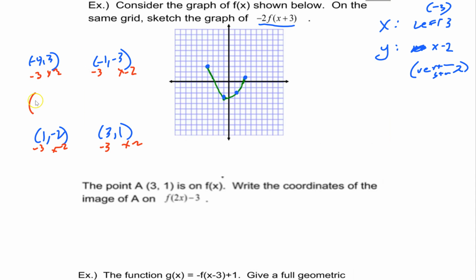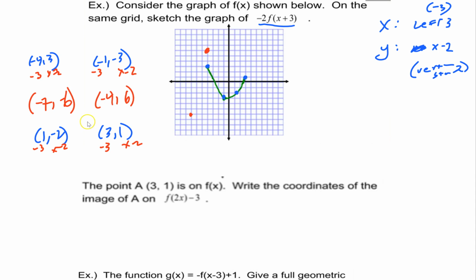So I get -4 minus 3 is -7. 3 times -2 is -6. So -7, 1, 2, 3, 4, 5, 6, 7. -6. Ooh, I wish I had markings. 1, 2, 3, 4, 5, 6. About here. -4 and 6. So 1, 2, 3, 4, and I'm going up to 6. 1, 2, 3, 4, 5, 6.